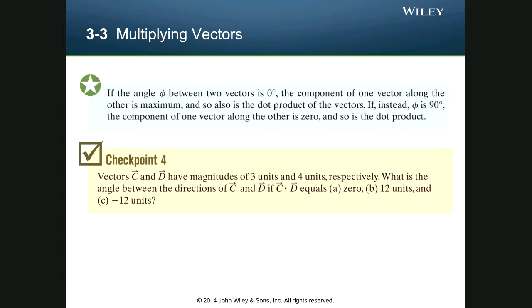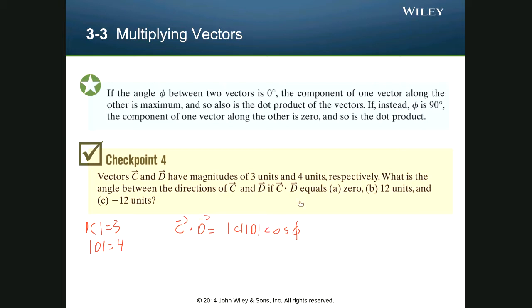All right, so we have vectors C and D. We know the magnitude of C is 3, in arbitrary units. We know the magnitude of D is equal to 4 units. And for C dot D, the trick here is to just write this down: C dot D equals the magnitude of C times the magnitude of D times cosine phi. If you're wondering how the machinery works, this is the whole trick to it. I'll do the first one with you and see if you can get to B and C.